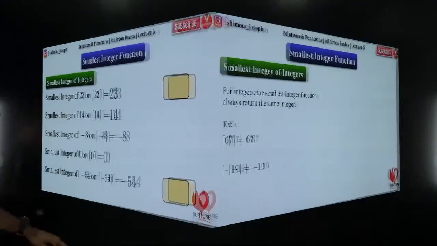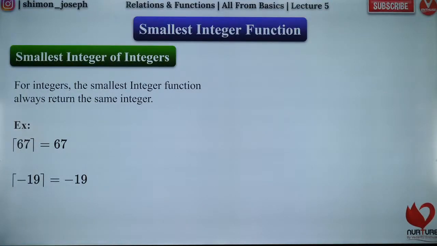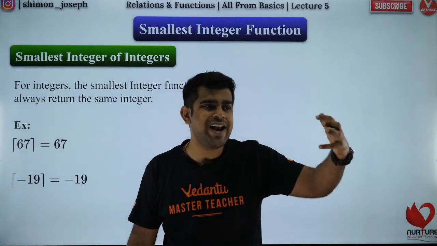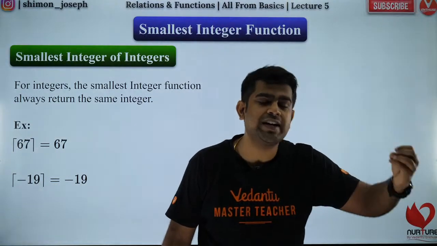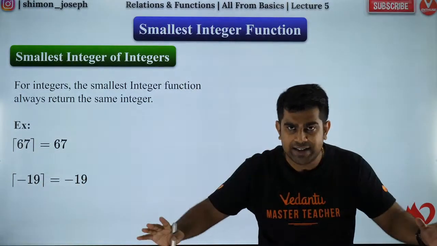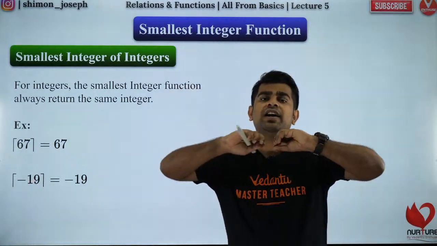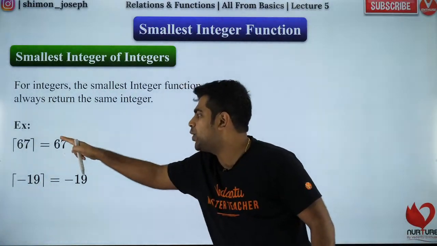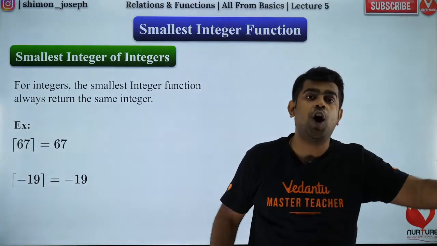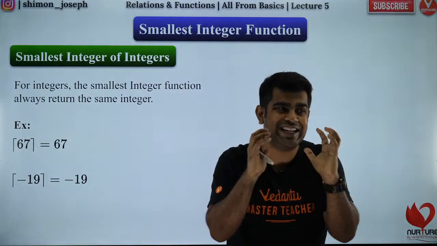So people, what do we have next? Next we have integers. Whether it is positive or not, it is always going to be equal to the given integer only. Whether you have a positive integer, doesn't matter. Whether you have a negative integer, doesn't matter. It is going to be equal to the integer whenever you are applying SIF or GIF on an integer.